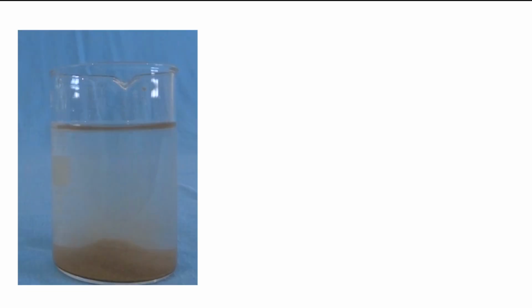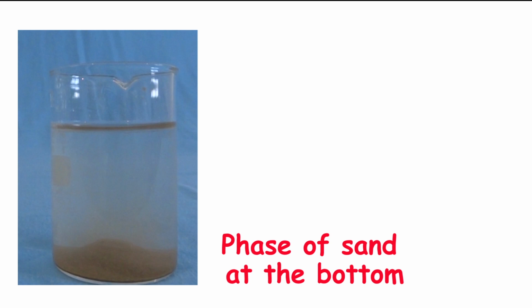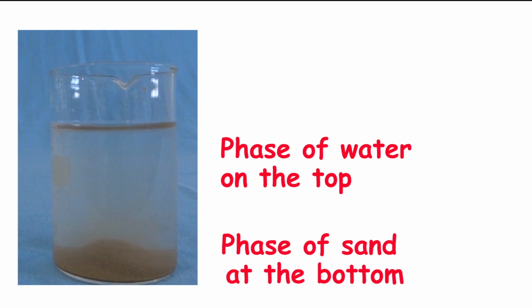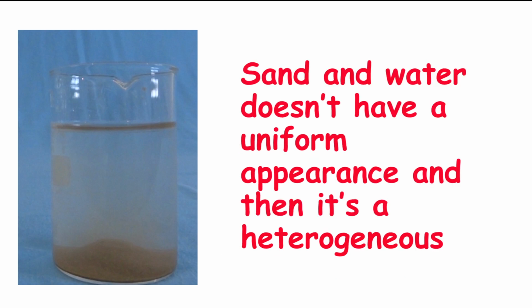While in the mixture of sand and water, it's clear that we have two phases. So at the bottom, you can clearly observe the sand while the water is on the top. So this mixture is not a uniform one. This means that it is a heterogeneous mixture.